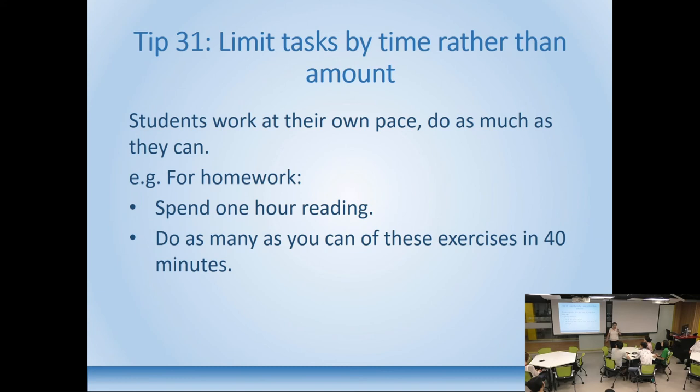Now, you might not be able to trust the students to do that. This is a major problem. But if you can trust them to do it like that, or if you use it in class where obviously you can supervise the amount of time they're taking, take 10 minutes and do as much as you can, then what this means is that the faster students can do more and the slower students can do less without feeling that, you know, they're going too fast or too slow. Each person works according to their own level. And it's a really helpful tip for mixed level classes. Limit by time, not amount.